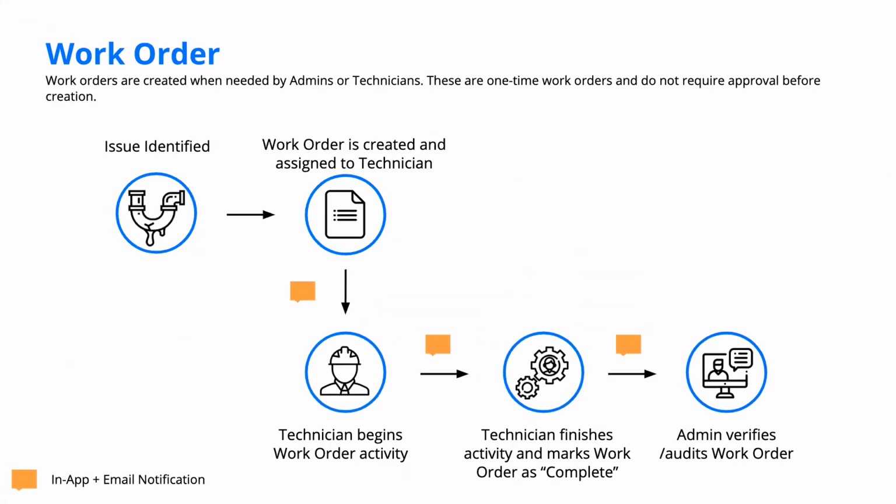Next, we have work orders. So an example of this is when an admin, say in a manufacturing plant, is walking down the factory floor and sees something's wrong with the machine, and then they would go ahead and create something called a reactive work order. This is mainly done by admins or technicians, and the difference between this and the work order request workflow is they do not require approval before creation. This can be created right on the spot. And then once it's created, it follows that same flow of working on that work order. And if it's done, then the admin can go ahead and verify and audit that work order.